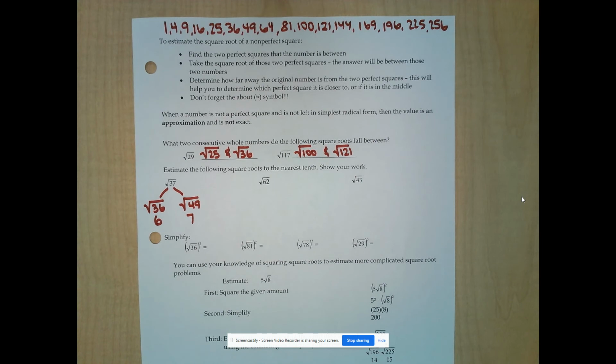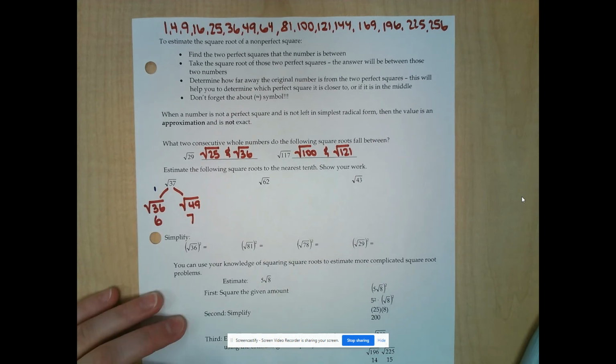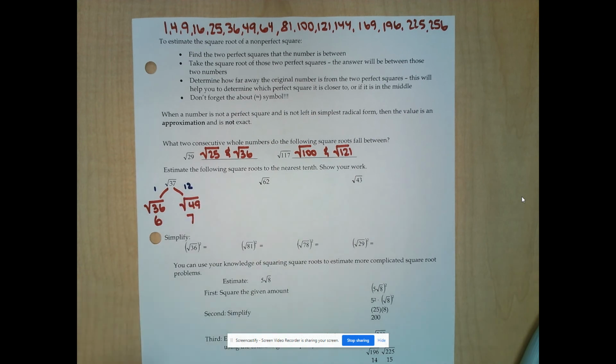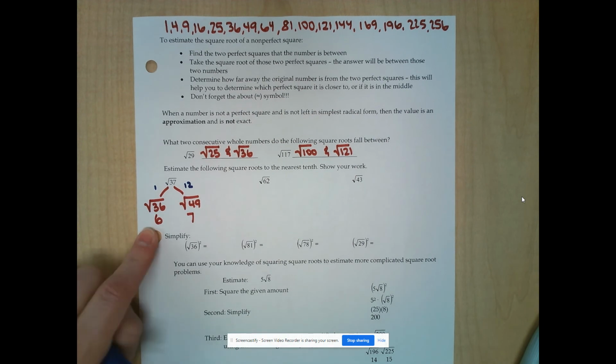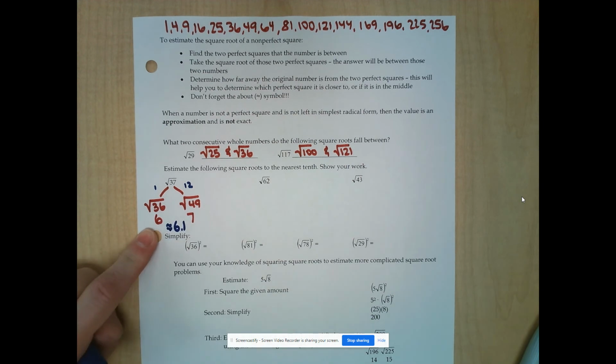Now you want to look at which it is closer to. So 37 is only 1 away from 36, but it's 12 away from 49. So the answer is going to be much closer to 6 than it is to 7. So I would estimate and say something like 6.1, a number much closer to 6 than 7.